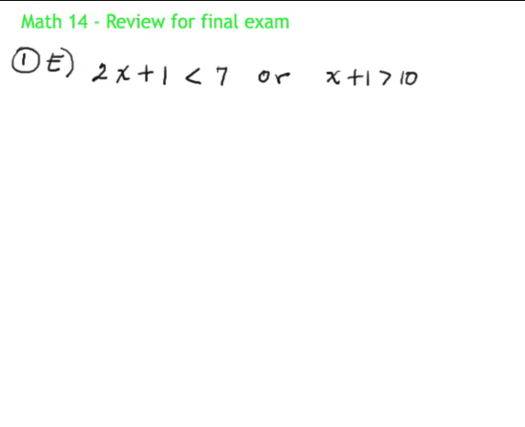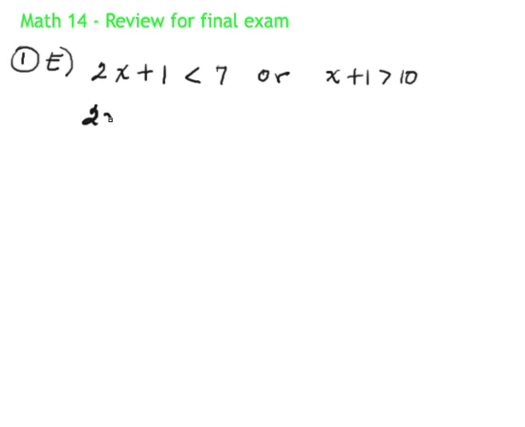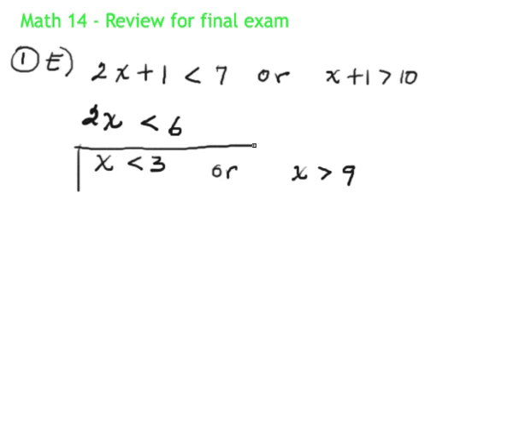1e has two inequalities with an or in between. Okay, so we just solve both inequalities. So on the left we have 2x less than, subtract 1 from both sides, so 7 minus 1, that's 6. And now divide by 2, and we have x less than 3. And on the right, just subtract 1 from both sides, and we have x greater than 9. And just put an or in between, and it's solved.